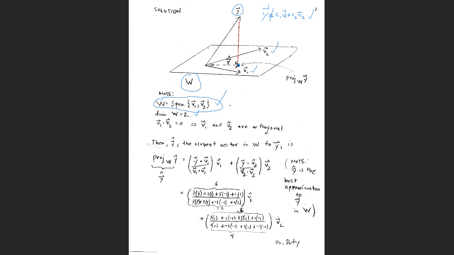But that point is the projection of the vector y onto the subspace W. So the vector y hat is the closest point. The projection of the vector y onto subspace W is the closest point in subspace W to y.